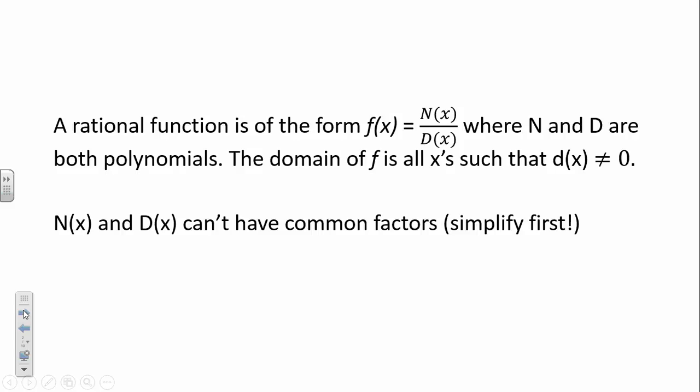The domain of f is all x's such that the denominator is not equal to 0. And for rational functions to graph properly, your numerator and denominator can't have something in common. So we're going to have to find some common factors and simplify first.